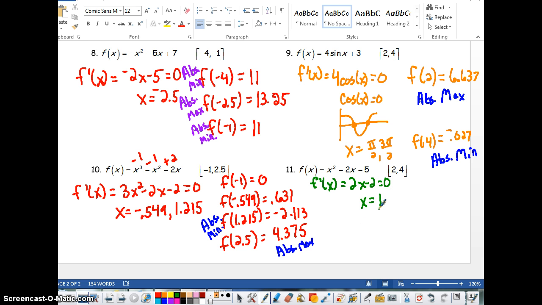So you have to try to figure out, is 1 in my bounded region? It's not. We only care about from 2 to 4. So I really only need to find f of 2 and f of 4. So you take the 2 and the 4, plug it into your original. 2 gives you a -5, and 4 gives you a +3, which means that the -5 here is going to be my absolute minimum, and my +3 is my absolute maximum.